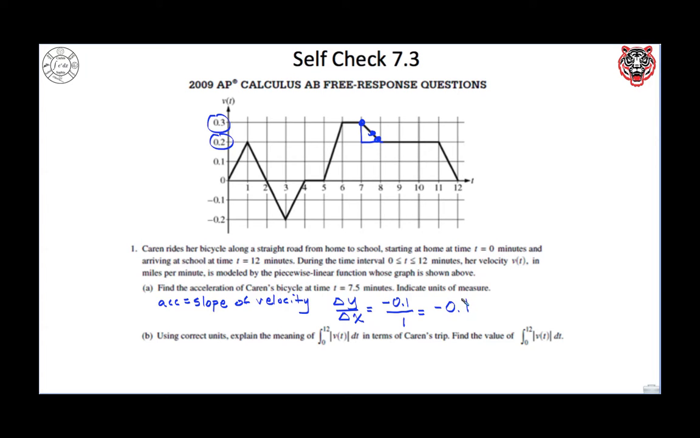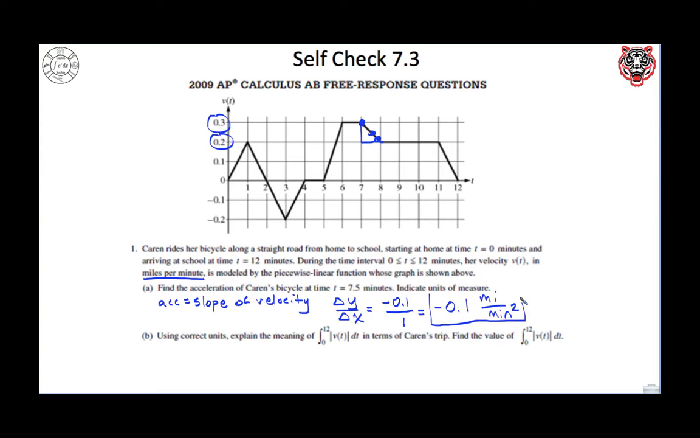So that means I have a slope of negative 0.1, and it does say indicate units of measure, so where does it say? Miles per minute right here. So it's going to be miles per minute, and that is just velocity, or wait, you're right, miles per minute squared. That is a point. Get out your extra credit tracker.